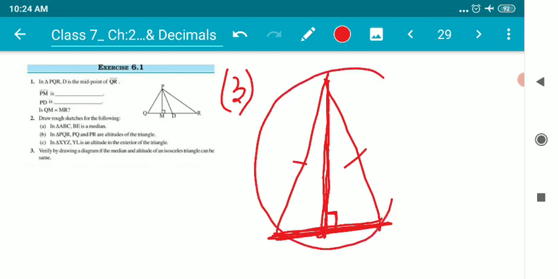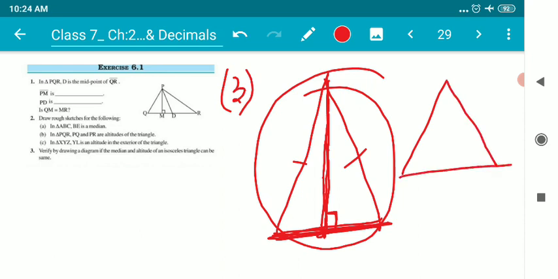This same property can be applied for an equilateral triangle as well. In an equilateral triangle, children, we get the 90 degree line as both the altitude and the median. So this is how we have to deal with this kind of question.